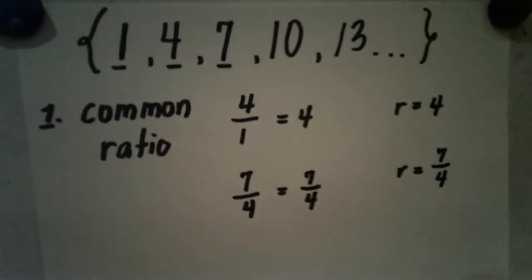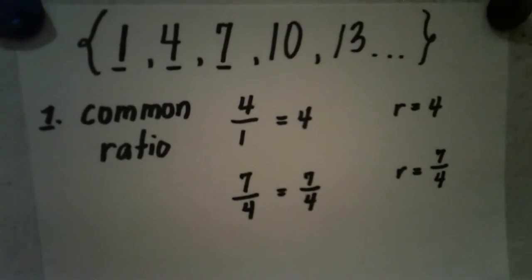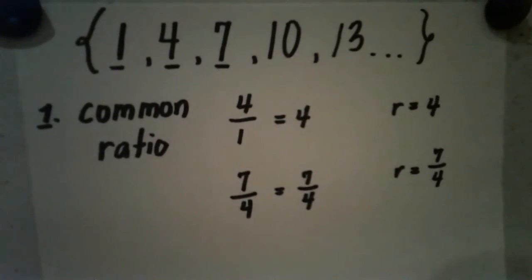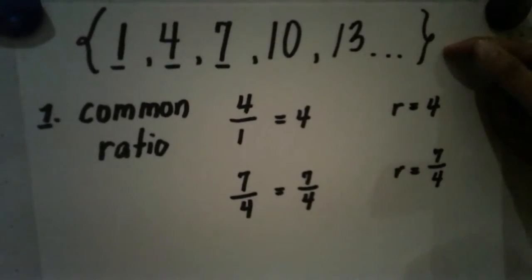Now let's see. Is 4 equal to 7 over 4? Of course it's not, right? So these two ratios are definitely not the same. And since we do not have the same value of r, that means that this sequence is not geometric.